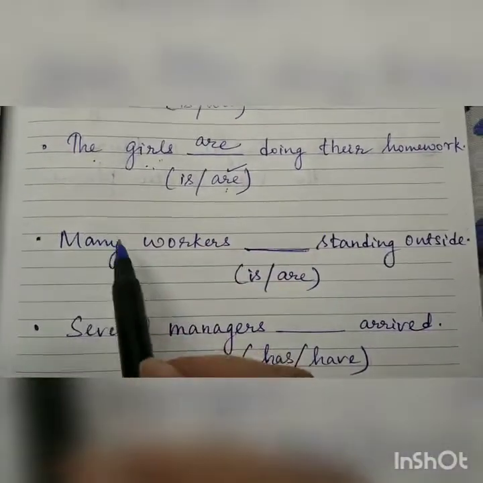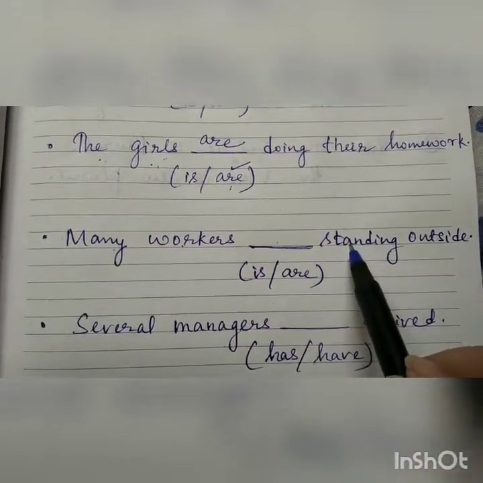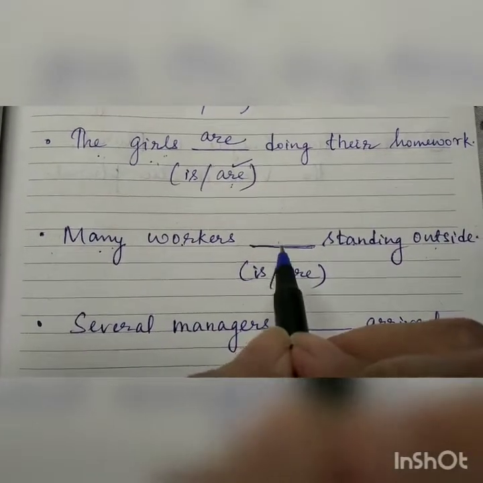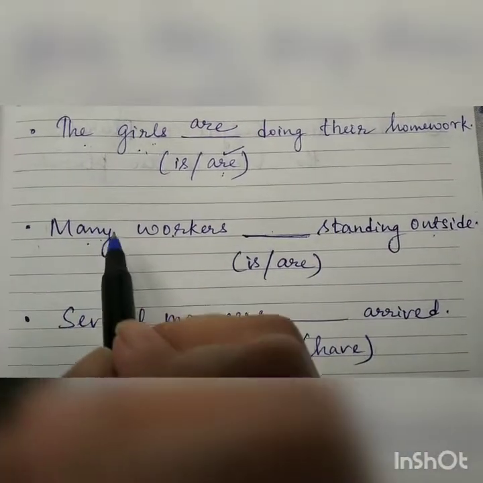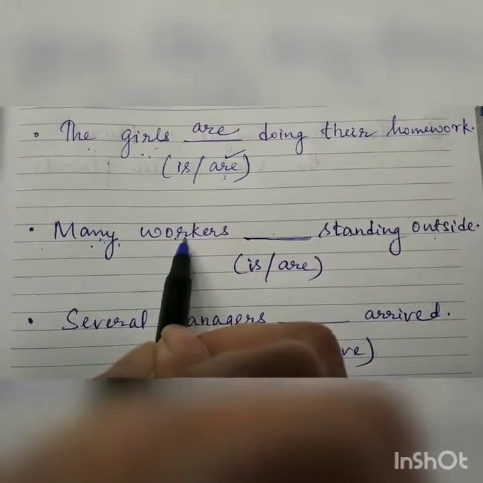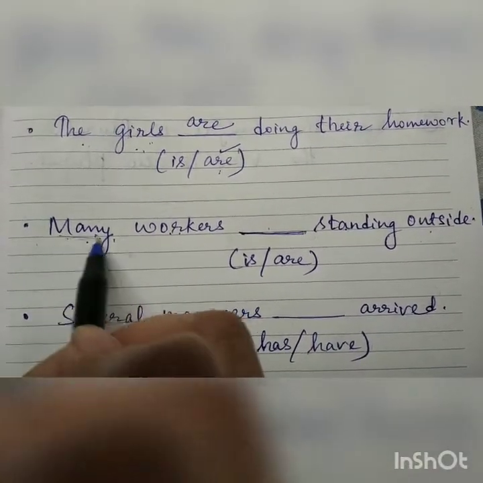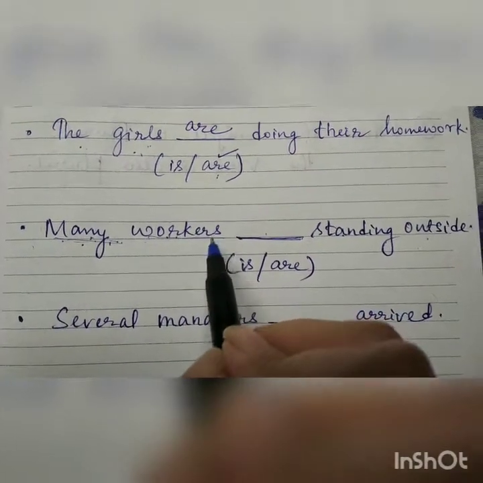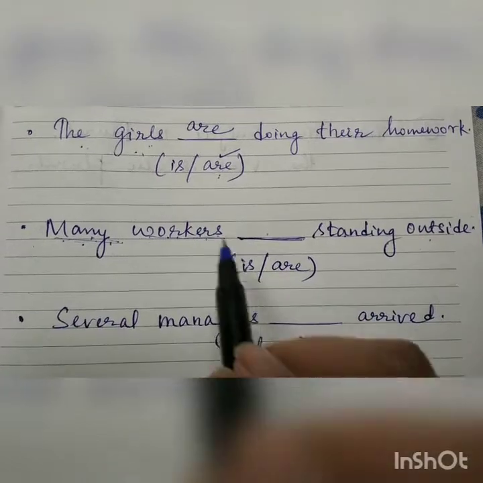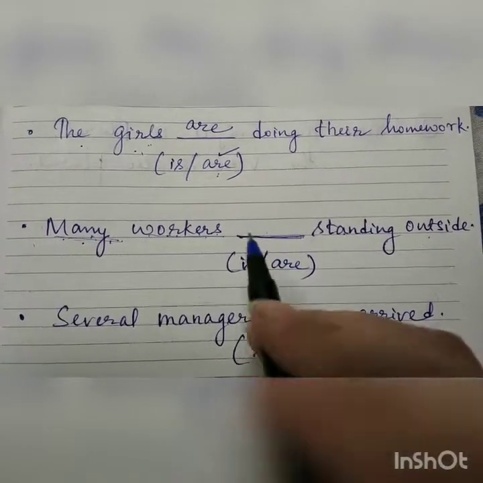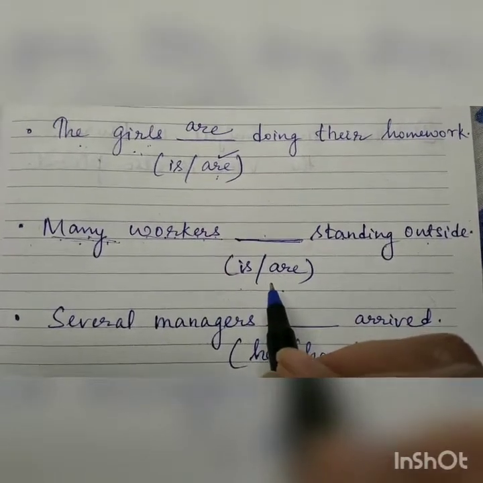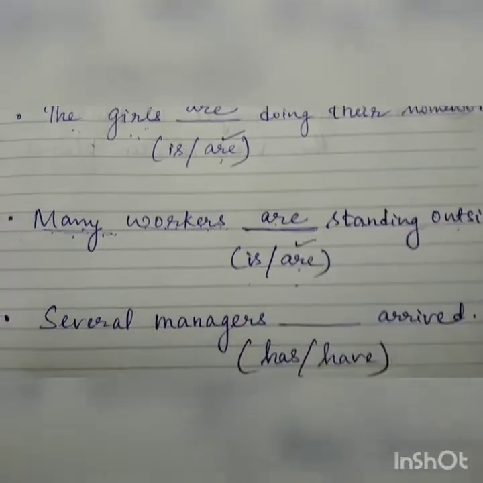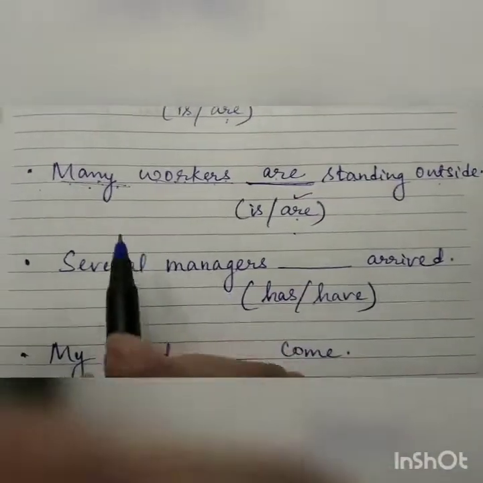Next one. Many workers dash standing outside. First thing, you see the subject in every sentence. In subject-verb agreement, you have to see the subject and its form. Now, many workers is your subject. Many is in plural form. Then you have workers, with an S. That means more than one. So, the verb should be singular or plural? It should be plural again. So, many workers are standing outside. Am I clear?